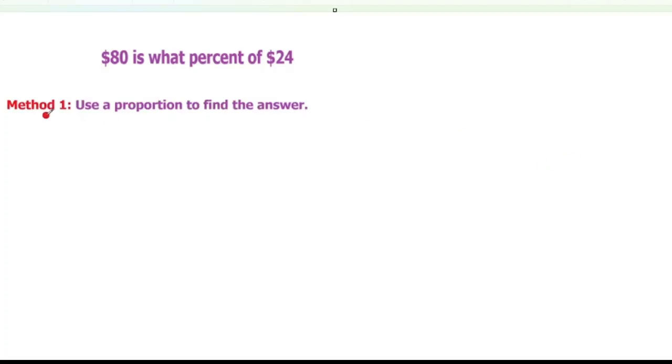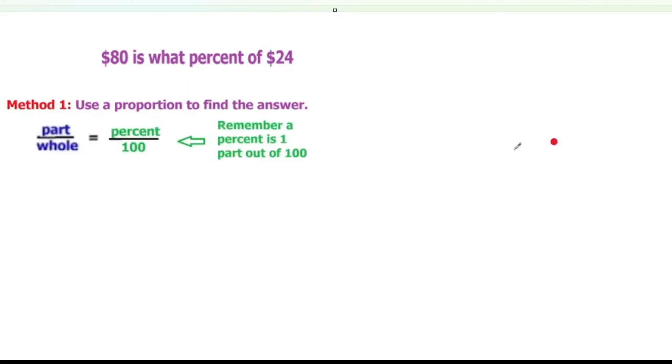The first method is we're going to use a proportion to find the answer. We know the part over the whole equals the percent over 100. And remember, a percent is one part out of 100. We know that the part is $24, and the whole is $80. And the percent is what we're trying to find. We know a percent is a number over 100.